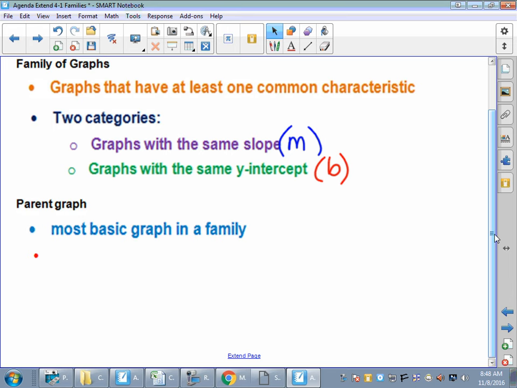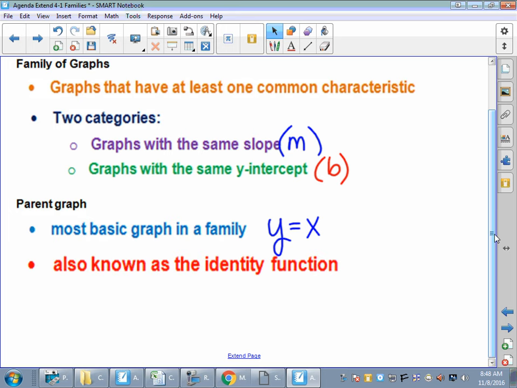The parent graph we call the most basic graph in a family. The parent graph for a linear equation is y equals x. So in the equation y equals x, the slope is 1 and the y-intercept is 0. Now if we're going to look at a family, we're going to compare other equations to that one and see what happens. And we also call y equals x, our most basic graph, our parent graph, the identity function. So just some background information about families of graphs so that we can do a little bit of graphing.